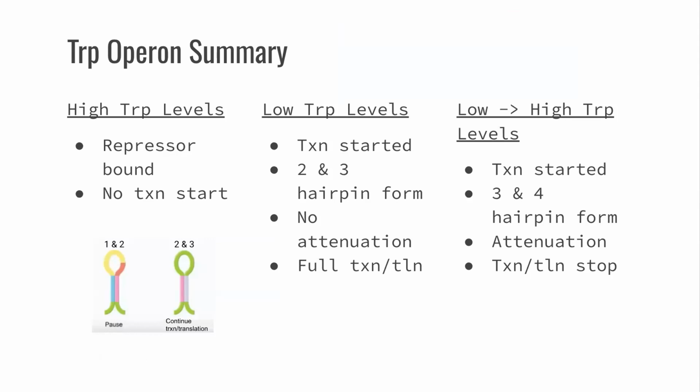But when there's low to high tryptophan levels, transcription is started, but the 3 and 4 hairpin will form, which causes attenuation. So I think there might be a slide missing here, but the 1 and 2 hairpin is just a pause. 2 and 3 means continue transcription, and 3 and 4 will call for attenuation, and that will occur when there are high amounts of tryptophan in the cell.